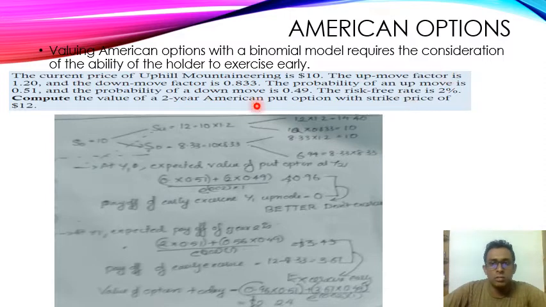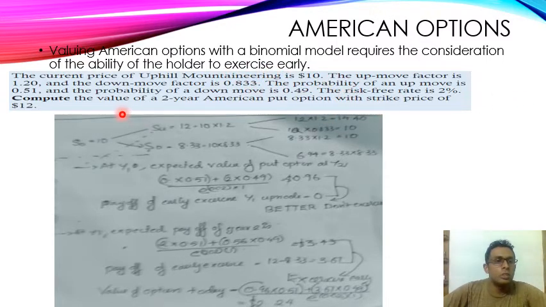The up move factor U can be calculated by e raised to sigma into root t. Sigma means the volatility and root t means the time length of the period that we are taking. And the probability can be calculated by e raised to rt minus d divided by u minus d. That is the formula for calculating the probability of the up move. The down move probability is 1 minus the probability of the up move.